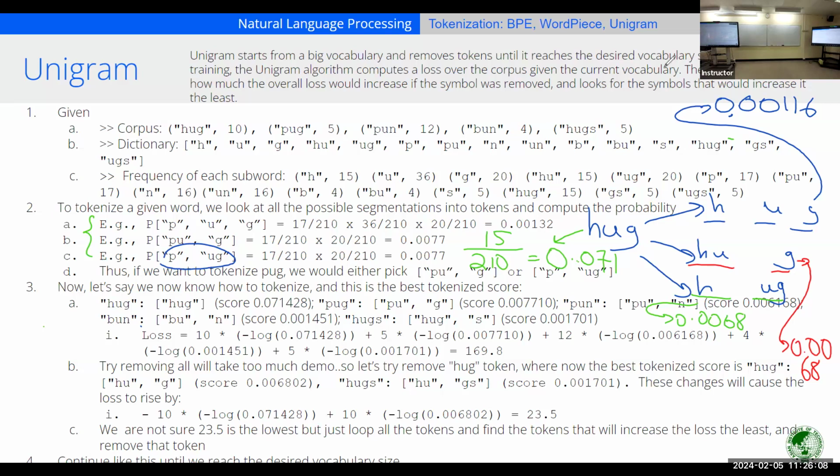So let's say now you know how to do all of this. Now you got all the scores, and these are all the scores. You need to believe me because I already did it for you. So for HUG, this one has the highest score. For PUG it is this one. For PUN it is that one. And for BUN it is this one. And for HUGS it is this one.